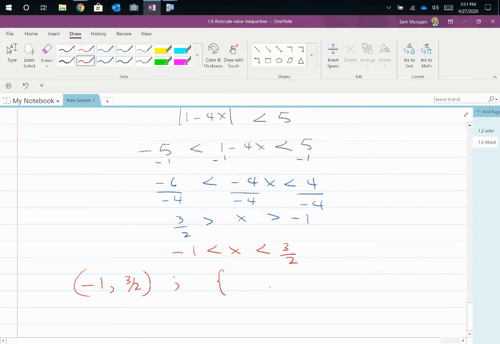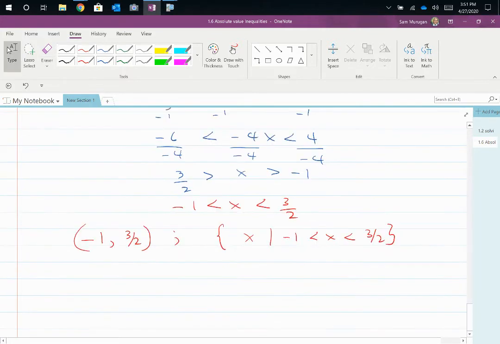Or in the set builder notation, all x such that x is between -1 and +3/2. Or we can use the graphical notation to say -1 and +3/2.